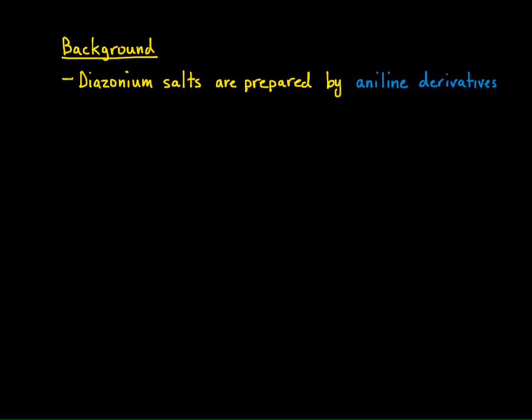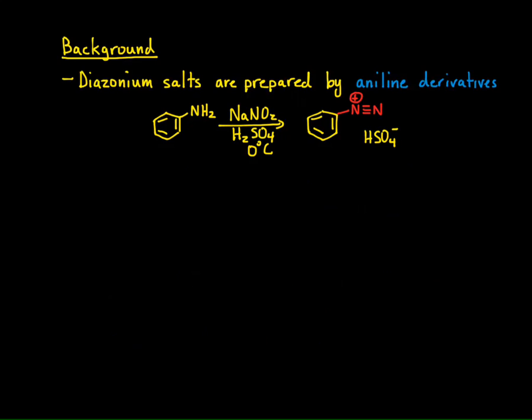To understand how to make para-red, you need to know some information about diazonium salts. These are compounds that are prepared from aniline derivatives. If we treat aniline with sodium nitrite in the presence of a strong acid like sulfuric acid, we get a diazonium salt, in this case, diazonium hydrogen sulfate. The diazonium cation has an electron-deficient nitrogen, making the salt a good electrophile.